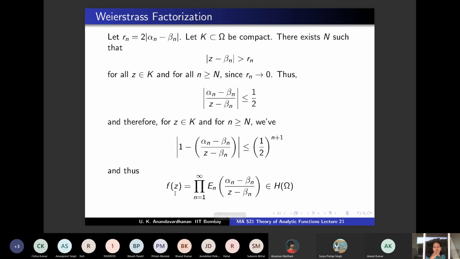It is holomorphic in omega, and all the properties are there because our theorem also says that f has a zero at z0 precisely when one of these has a zero at z0, and the zero of En is precisely alpha, and there's no other zero. So all the other desired properties are there. So this is the proof of Weierstrass theorem.